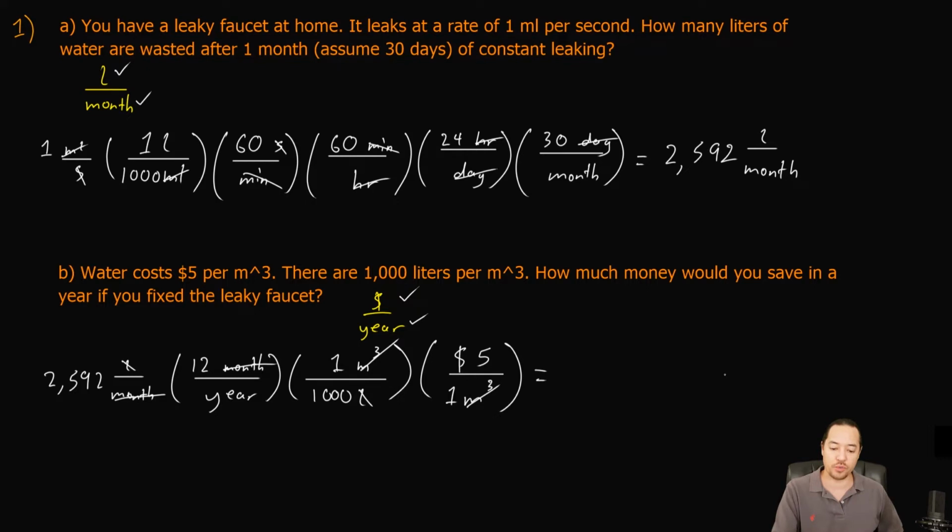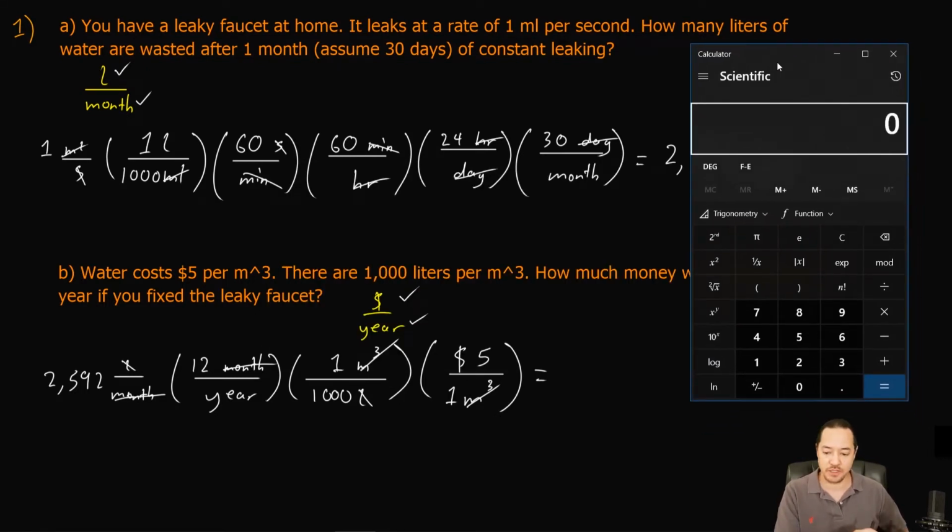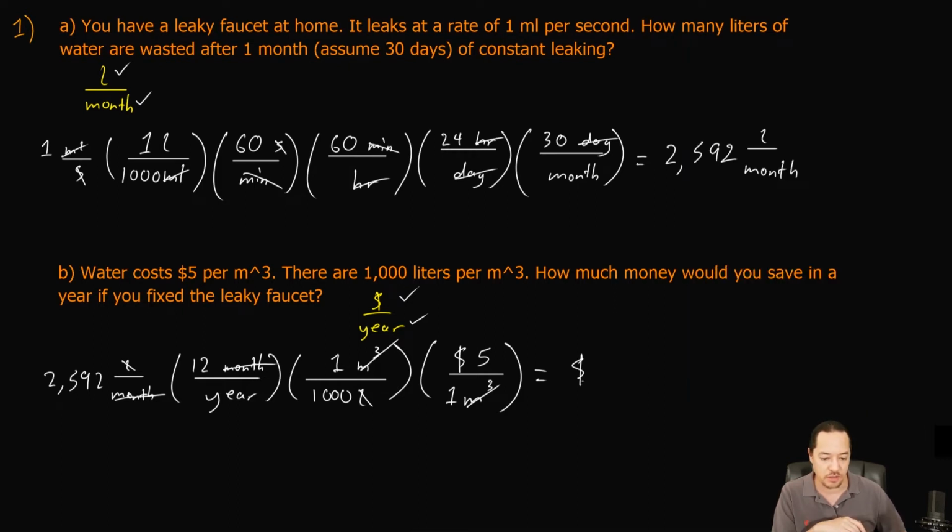And so now we can simply plug in the numbers, right? I should have kept that. 2,592 times 12 times 1 times $5, and that's all over 1,000. All right, there we are, $155.52.